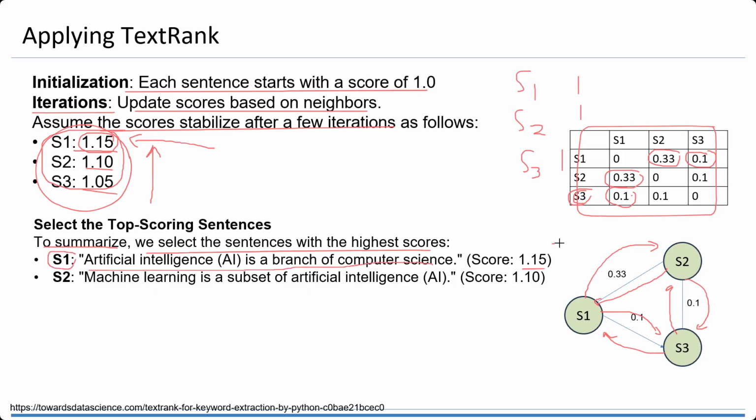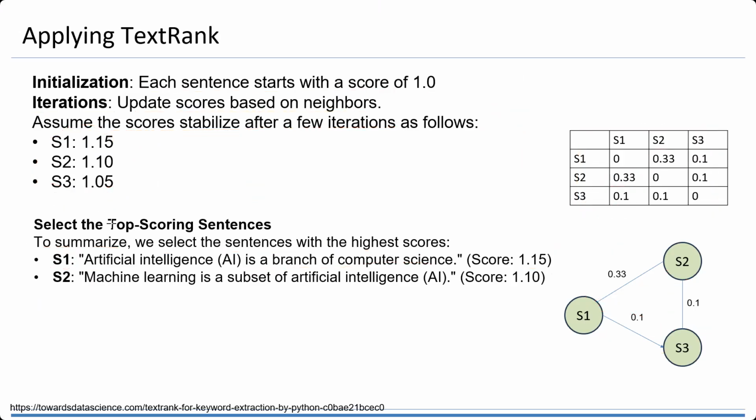This is number 1. This is number 2. So we can select the ordering based on the highest score, or the second highest score, the third highest score, and so on. Okay, we will take a look at this on the code.